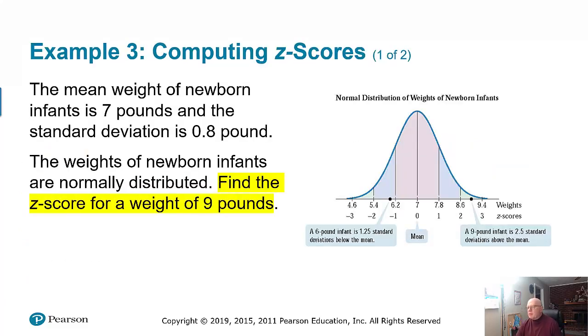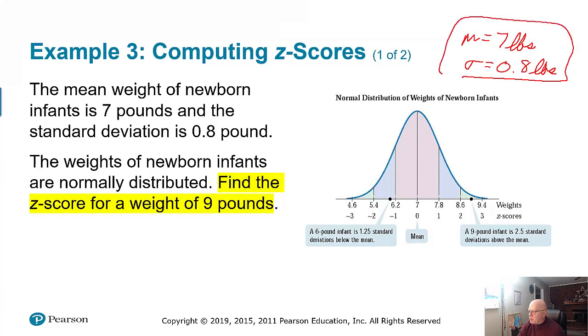Now let's see if we can do something a little bit more constructive with our time here. The mean weight of newborn infants is 7 pounds. So I'm going to write this in a box. The standard deviation is 8/10 of a pound, so the standard deviation equals 0.8 pounds. And anytime I want those two pieces, I don't have to reread this paragraph. I can just go right to my box.